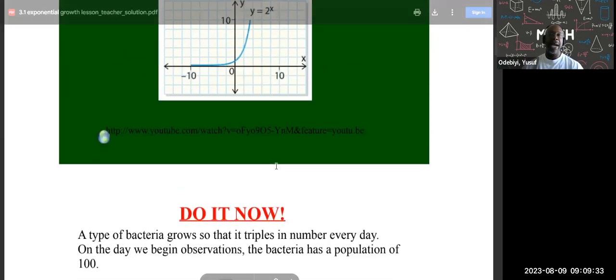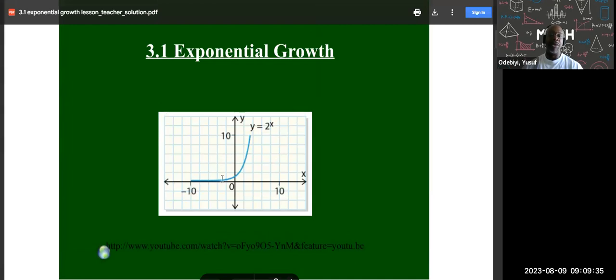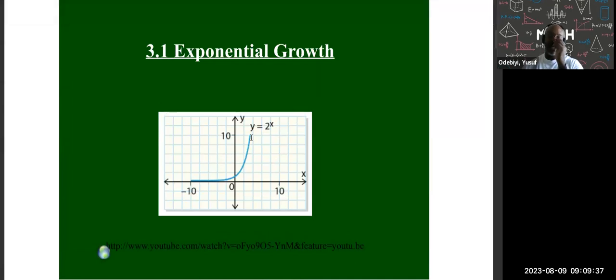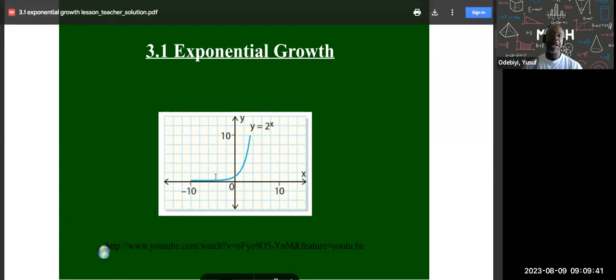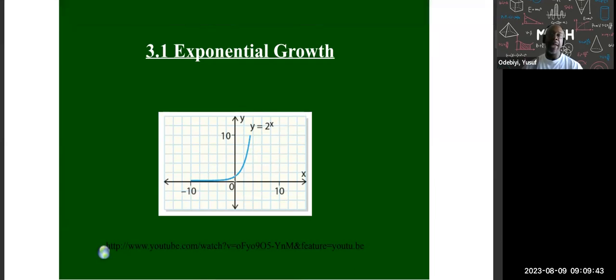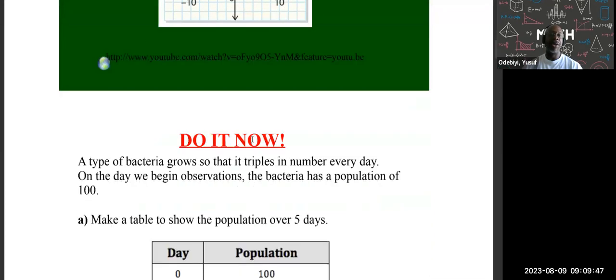Right? And this is like a growth chart. You can see it grows. That's what we see when something grows exponentially. You can say it grows exponentially because it starts out slow, then it rapidly increases. That's what we mean by exponential growth.